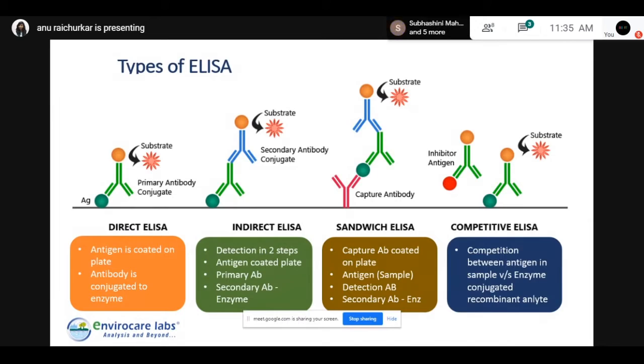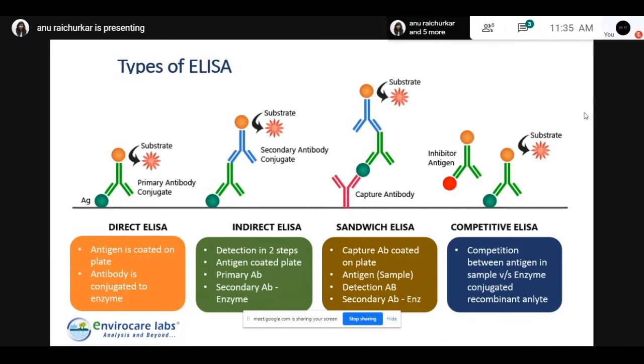Then there is the second type, called indirect ELISA. Here the detection takes place in two steps. The antigen, like in direct ELISA, is coated onto the well, but we use a mediator called a primary antibody. The primary antibody is complementary to your antigen and binds specifically to it, and then we add a secondary antibody. The secondary antibody is complexed to the enzyme, and it converts your substrate into a colored product. This is more specific and sensitive. The addition of an intermediate ensures that nothing gets missed out. You don't get any false positives. So that's the difference between direct ELISA and indirect ELISA.